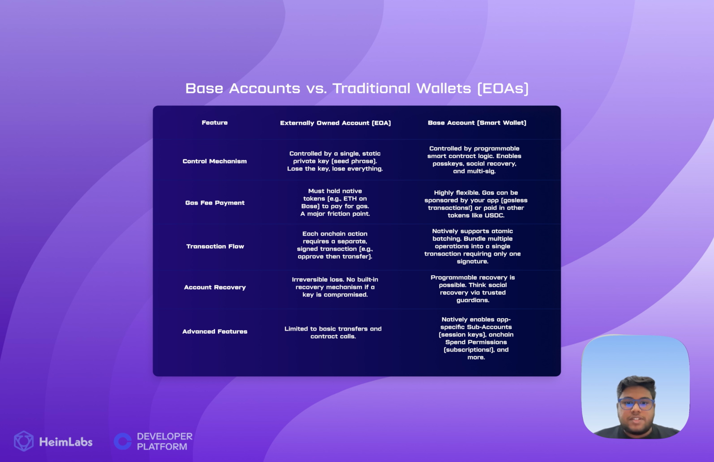Next, we have advanced features. In EOAs, this is limited to basic transfers and contract calls. But smart wallets natively enable app-specific features like sub-accounts, session keys, or on-chain spend permissions like subscriptions and more. This paradigm shift, powered by account abstraction through the ERC-4337 standard, is what makes next-gen UX possible. Talk is cheap, let's build.